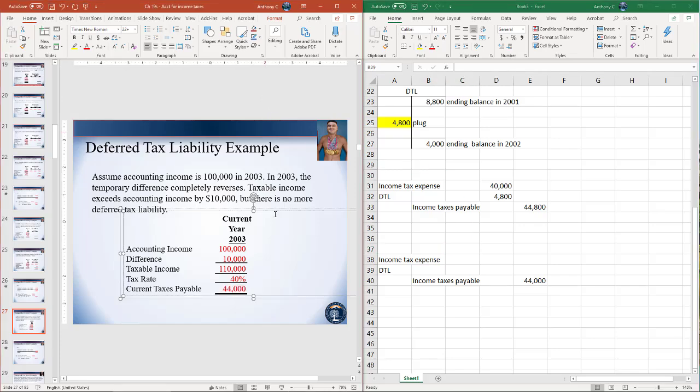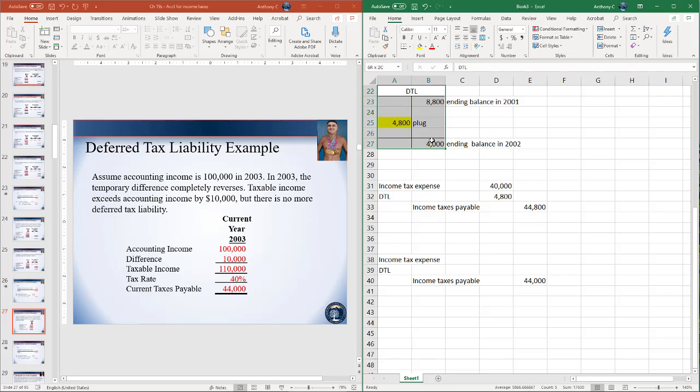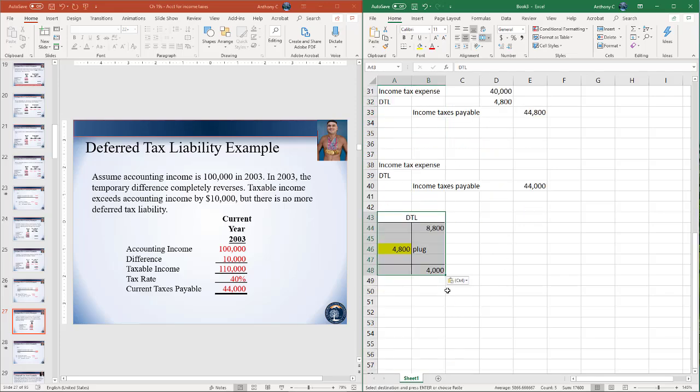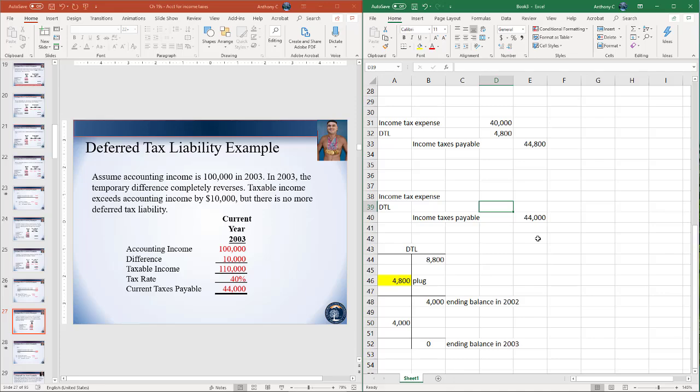In this case, the deferred tax liability is going to completely reverse, or the temporary difference is going to completely reverse. So now if we extend this down, we had a $4,000 balance at the end of 2002. At the end of 2003, we want a zero balance since the temporary difference will have completely reversed. So to get from a credit balance of 4,000 to an ending balance of 0, we would have to make a debit here to DTL for 4,000. So same thing here. We're going to debit DTL for 4,000 to bring it down to our desired ending balance.